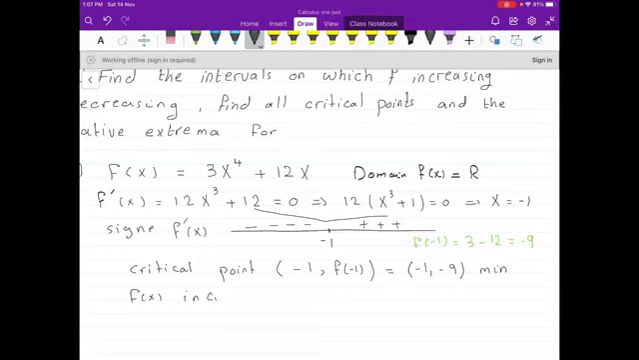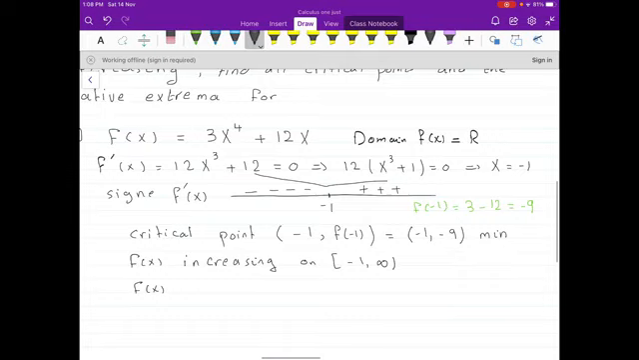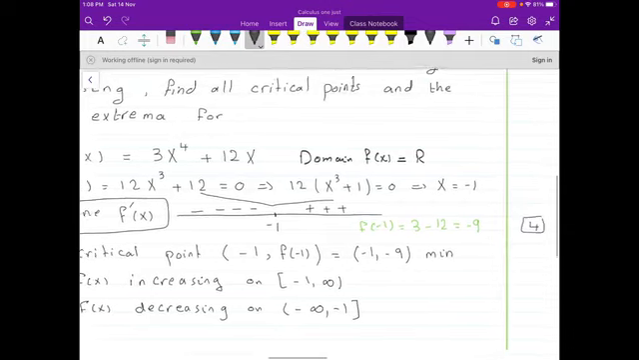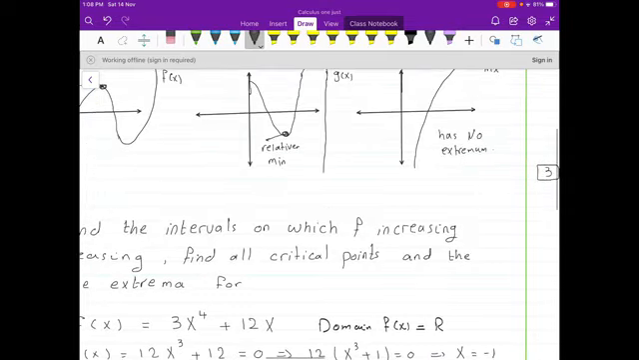Now f(x) increasing on which interval? On (minus 1, infinity), and f(x) decreasing on which interval? On (minus infinity, minus 1). Why? لأنه الساين ل f prime. If f prime negative معناته الفانكشن it will be decreasing.